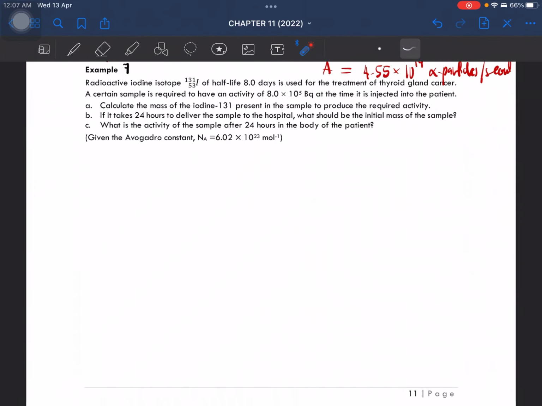Example 7: a radioactive iodine isotope with a half-life of 8 days is used for the treatment of thyroid gland cancer.